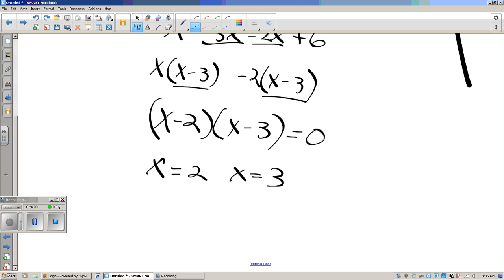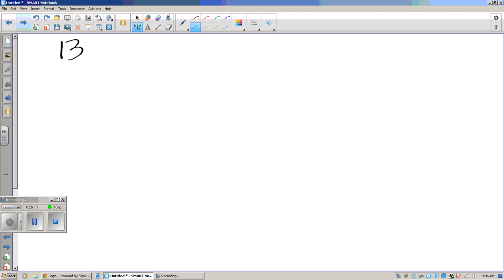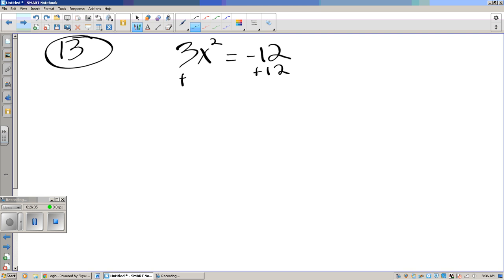13. I heard someone else say 13 also. We've got 3x squared minus 12x. This is very similar to the one we just did on our test. Equals negative 12x. Is that right? Yeah. So we start off here. On this one, we want to make it equal to 0. So we're going to add 12x. So then I've got 3x squared plus 12x equals 0.